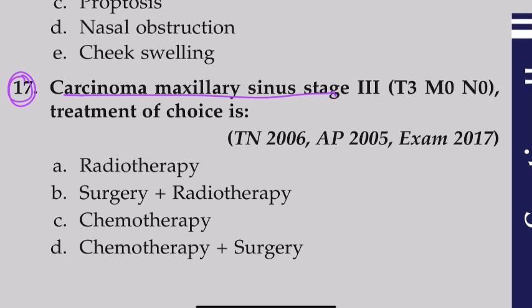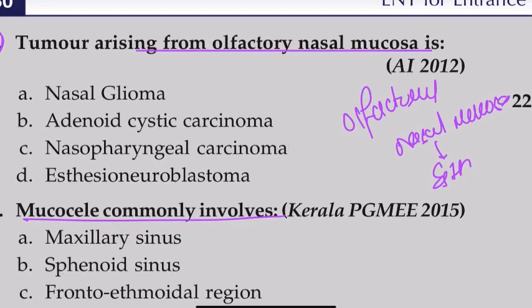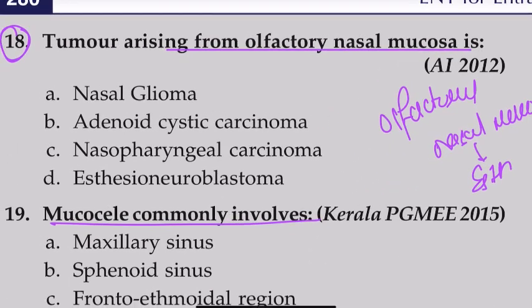Here I would like to make one point: in all patients with carcinoma of maxillary sinus except a small T1 lesion, the treatment is surgical resection followed by radiation therapy, right? In every case surgery with radiotherapy, except small lesions in T1 stage.